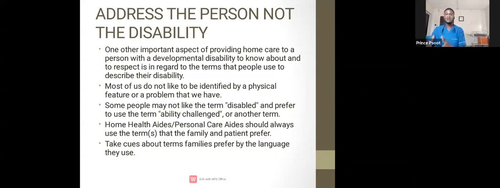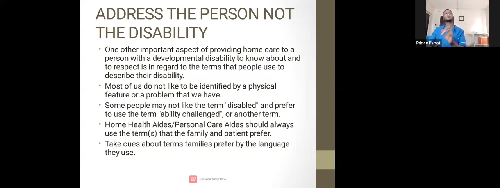Like most of us, they do not like to be identified by a physical feature or problem. Say, that woman that has, or that blind woman, that's outrightly wrong. Or that girl in a wheelchair, or that guy with cerebral palsy. These terms are wrong. Some people may not like the term disabled. Oh, this is my disabled patient. That's wrong. So why don't you refer to them using their ability? They have a name. This is Mr. John. This is Mr. Peter. Rather than saying the person who cannot.